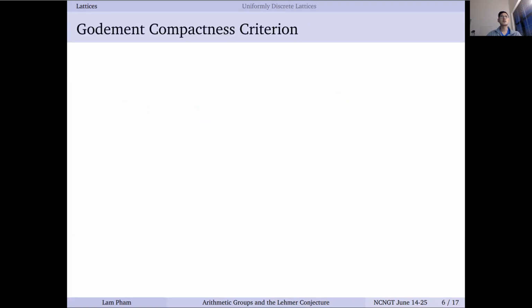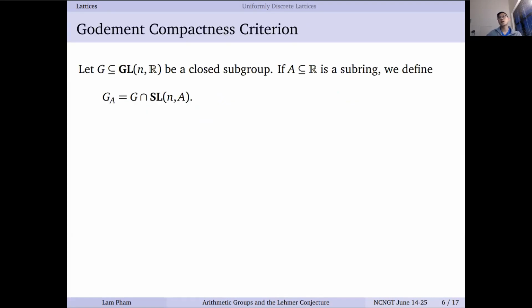So how do we distinguish between compact and non-co-compact lattices? There are multiple ways to look at this. The most general criterion is the Godement compactness criterion. Here is the setup. Take a closed subgroup of GL_n(R). There are extensions of this criterion to more complicated settings, but we will always work with Lie groups or matrix groups.